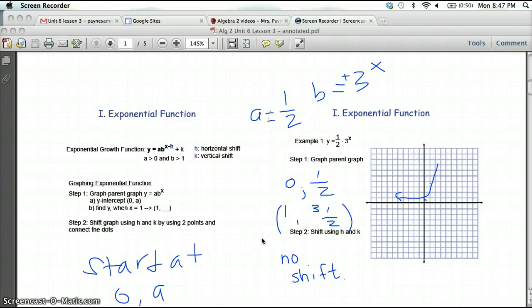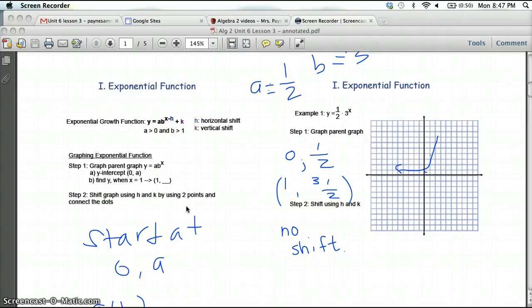So exponential functions look like this. Y equals a b^(x minus h) plus k. So basically what you want to do is figure out first off what the parent graph is, and then the second step is you're going to actually shift it. You're going to shift your graph and you're going to use h and k. Now h is here, so it's on the exponent.